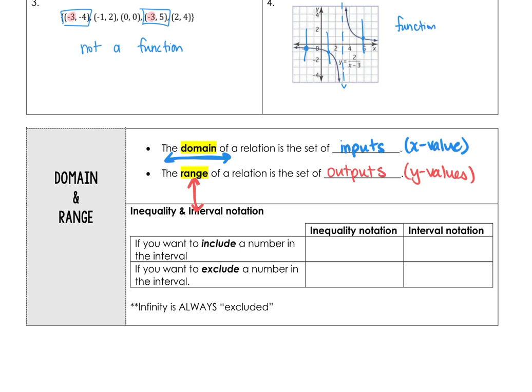Now, when we're representing the domain and range, we have to be able to represent it in both inequality notation and interval notation. Inequality notation is when you're using your inequality signs: greater than, less than, greater than or equal to. If the value is included in the domain or the range, then we would want to use greater than or equal to or less than or equal to.